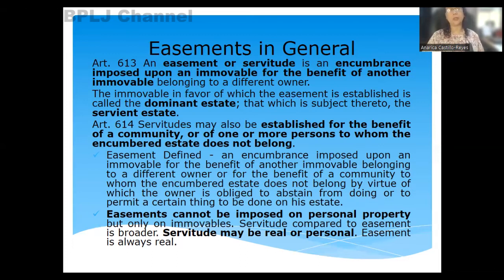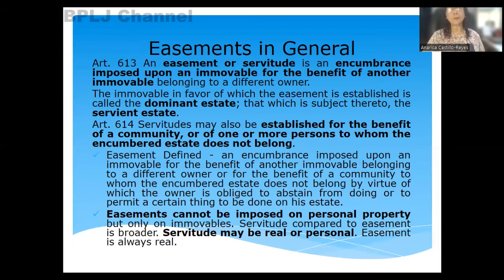The answer is no. Because Article 614 provides that servitudes may also be established for the benefit of a community or of one or more persons to whom the encumbered estate does not belong. So there may be easements for the benefit of a community or for the benefit of particular persons without necessarily owning the property to which the easement is established. An example would be personal easements, which are established for the benefit of particular persons, not for the benefit of a particular property, which is the dominant estate.